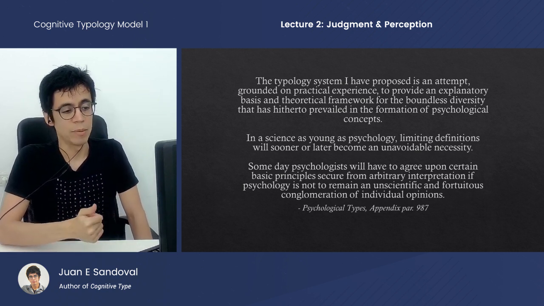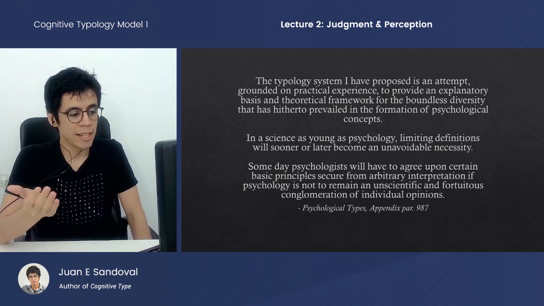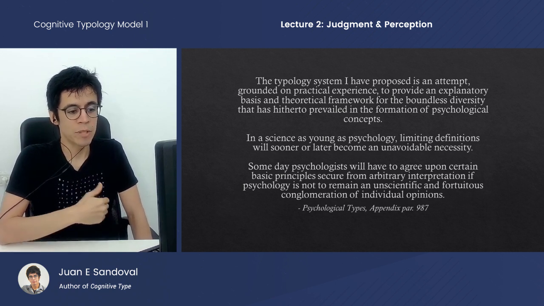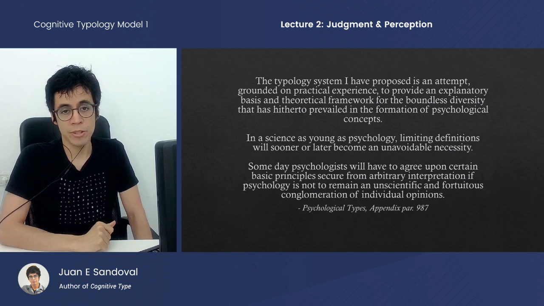There's a lot to unpack there, but basically, Jung openly states that his typological system is an attempt to place a sense of order in a disordered situation.